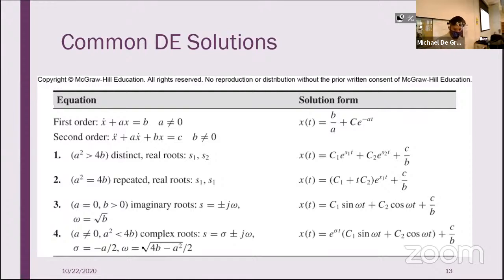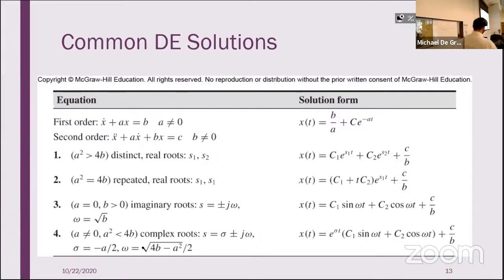So here is a table that is not in your textbook, but in a different textbook that I then pilfered to give to you. A common differential equation solution table. Now notice, these are both in very specific formats. We've got first order and second order. The first order equation has x dot plus ax equals b. And the second order, x double dot plus ax dot plus bx equals c. In this case, we are told that a cannot equal 0 and b cannot equal 0.